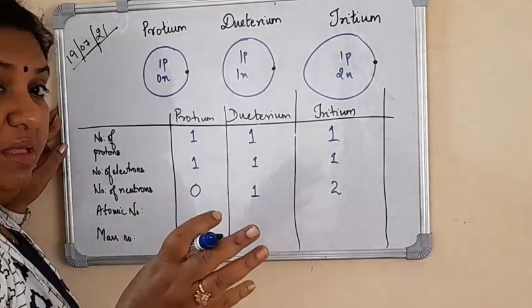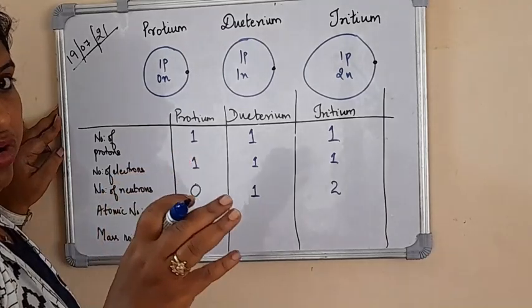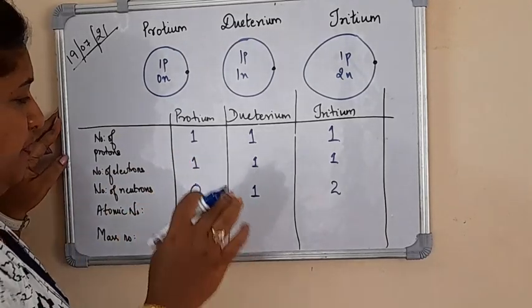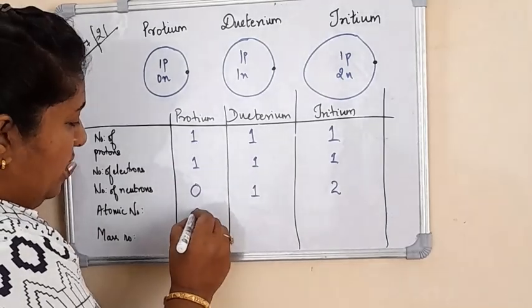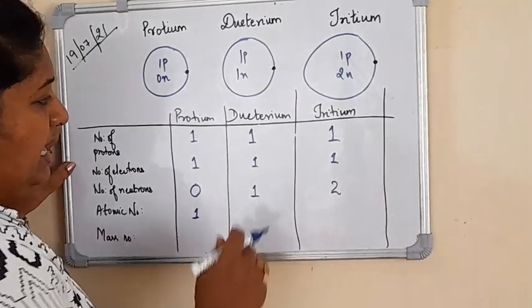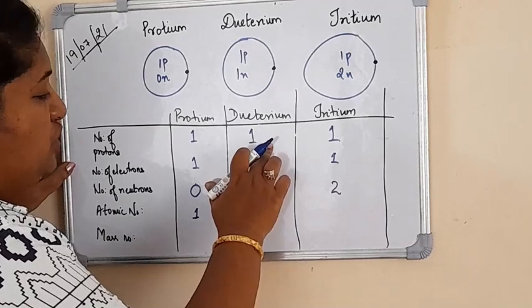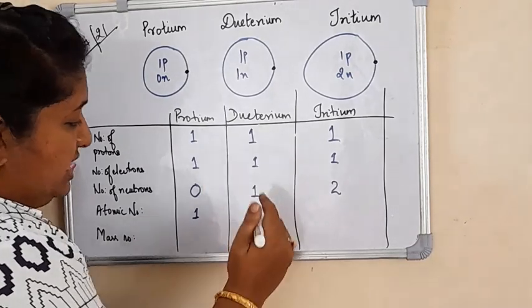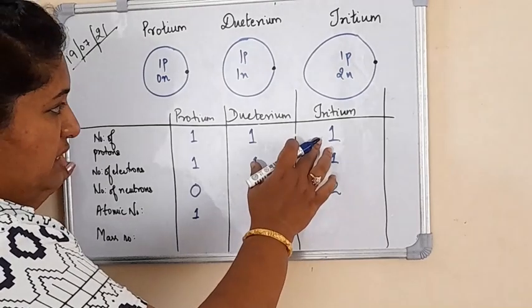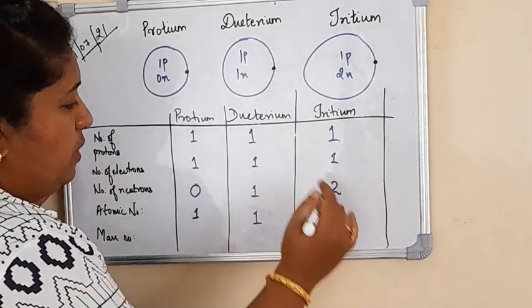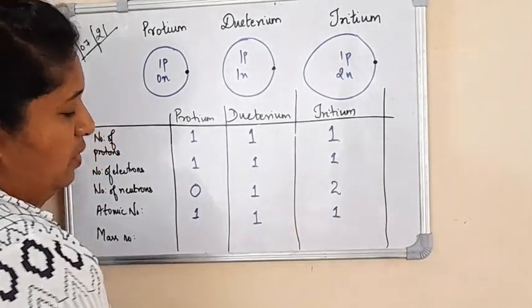So atomic number means the total number of protons or electrons in an atom. Since the number of protons in protium is 1, the atomic number will be 1. In deuterium also the number of protons is 1, so the atomic number will be 1. In tritium also the number of protons is 1, so here also it is 1.